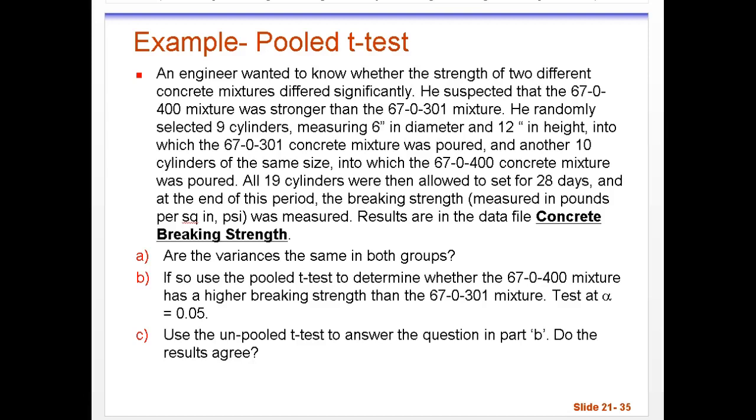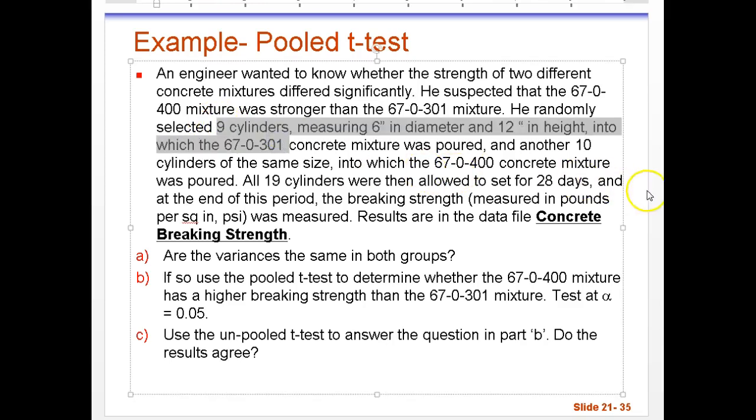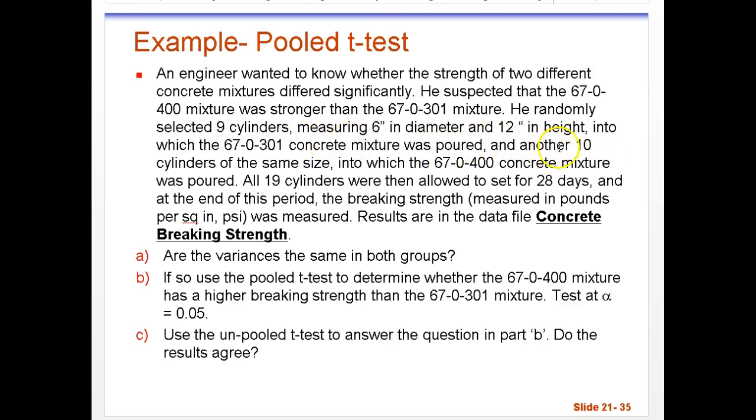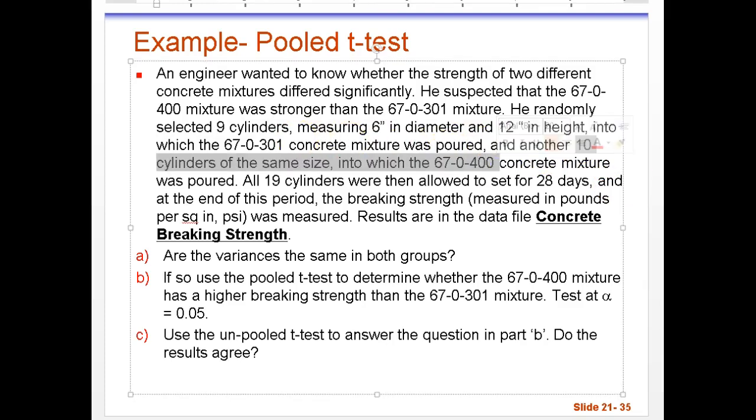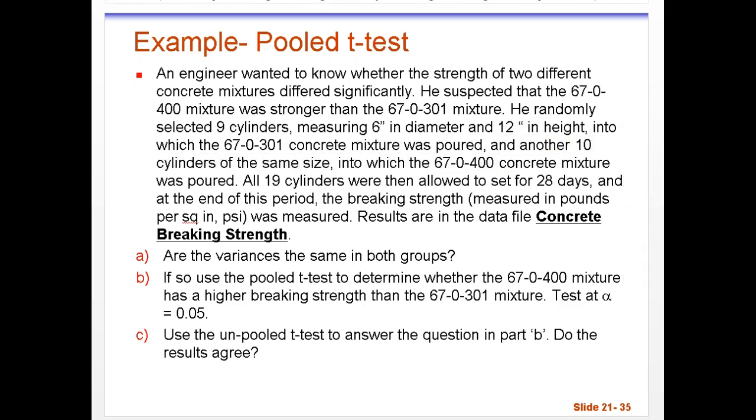Let's look at the two-sample t-test using this example on slide 2135. We're told that we have some data in a file called concrete breaking strength, and that there are two different types of concrete mixture, one a 301 and the other a 400. Nine cylinders of the 301 concrete mix were poured, and another 10 of the same size with the 400 mixture. All 19 cylinders were allowed to set for 28 days, and the breaking strength was measured.